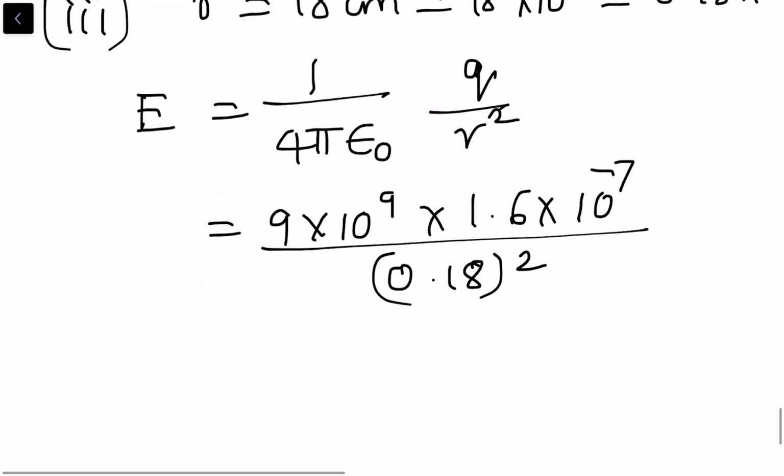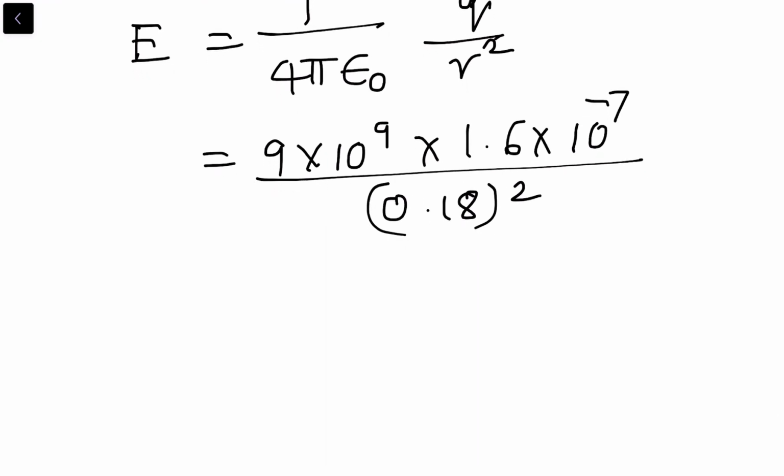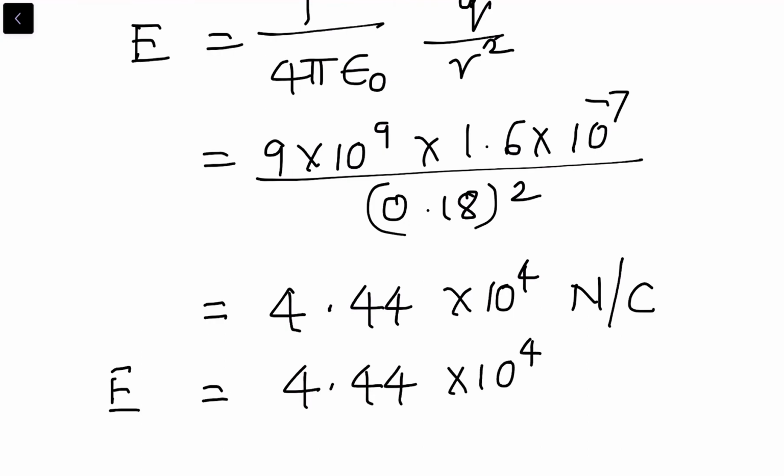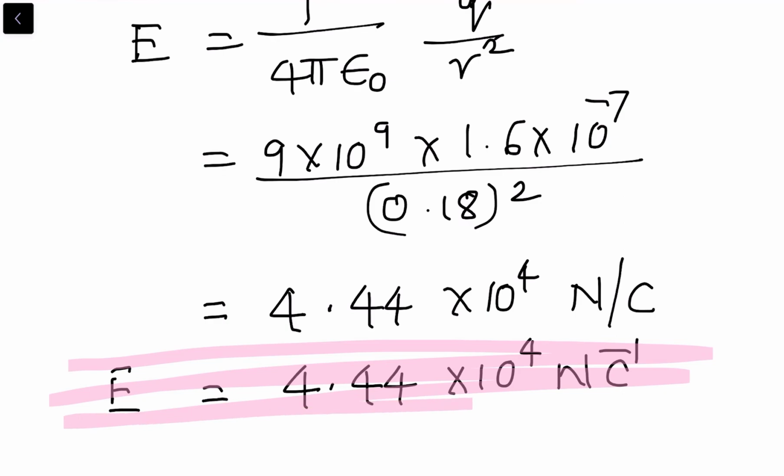Once again, I'm not showing the calculations because it will take quite a long time. Once you simplify everything, you will get 4.44 into 10 to the power of 4 Newton per Coulomb. So the final answer E is equal to 4.44 into 10 to the power of 4 Newton Coulomb to the power of minus 1. This is the answer for case 3 of question number 5.